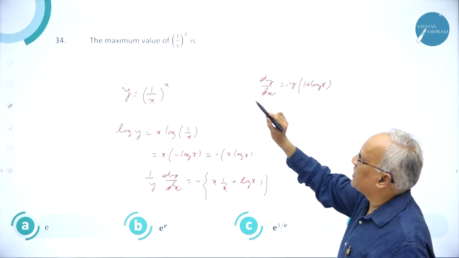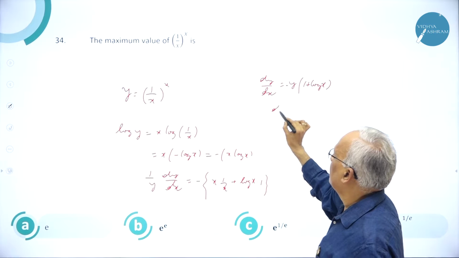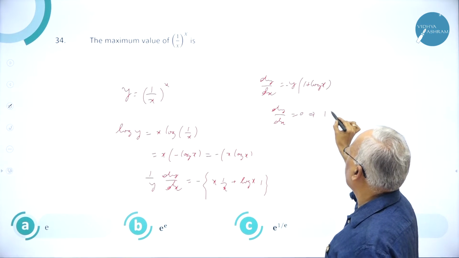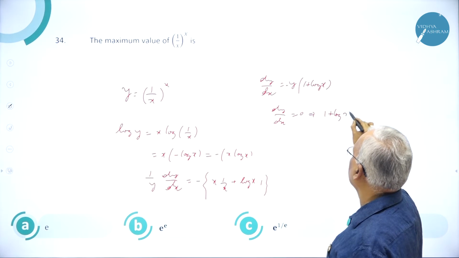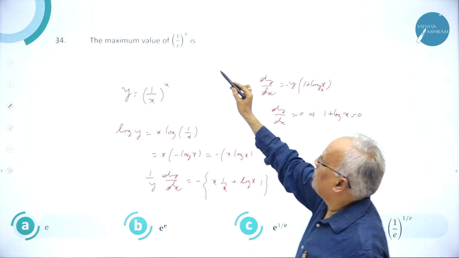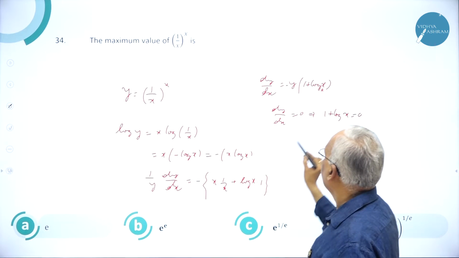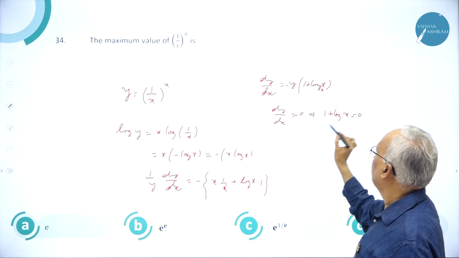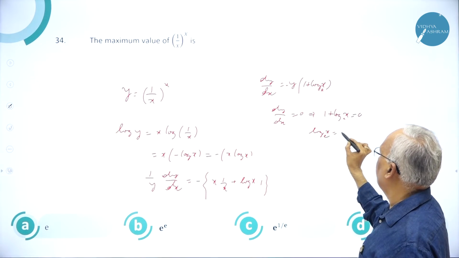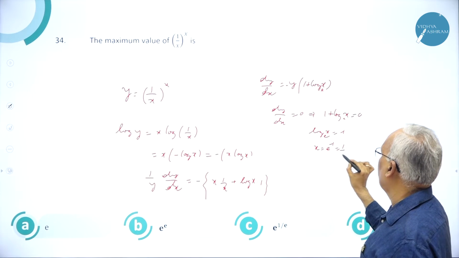Now for a stationary value, whether it is maxima or minima, dy by dx should be 0. So dy by dx equal to 0 implies 1 plus log x equal to 0. That's the only possibility because the base is e. Y is 1 by x to the power of x, being an exponential function, it can't be zero. So you have to equate this to 0, base e. Therefore log x to the base e is equal to minus 1, which means x is equal to e to the power of minus 1, that is 1 over e.